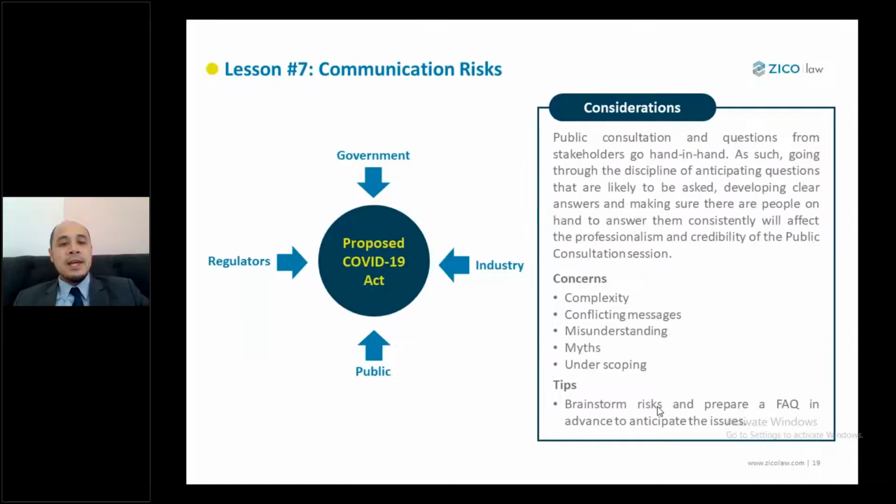Okay, next slide, please. Now, the next point I'd like to talk about here is the communication risk. Let me share an example of when you're engaging on behalf of a ministry, for example, as your client. Let's use this stakeholder matrix, which I prepared last time on the COVID legislation. Now, imagine you are the consultant going around getting feedback on this legislation.